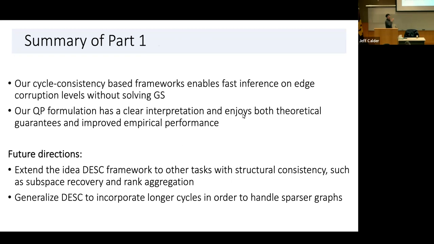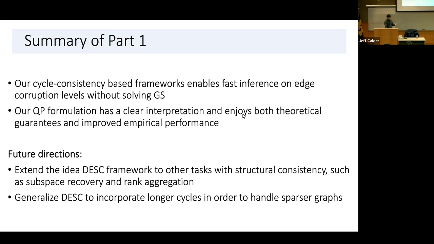All right, so I'll give a quick summary of the first part, where we propose a fast framework for estimating the corruption levels without really solving for the group elements. And then on the accuracy side, we propose an optimization framework to estimate S_ij star more optimally, which gives some theoretical guarantees and also improved accuracy.